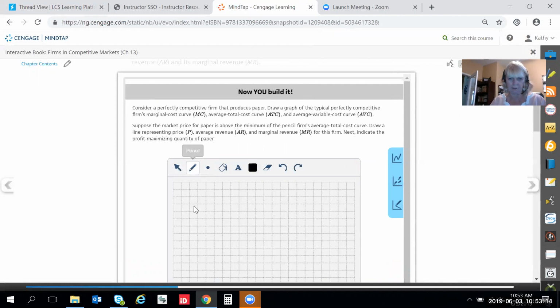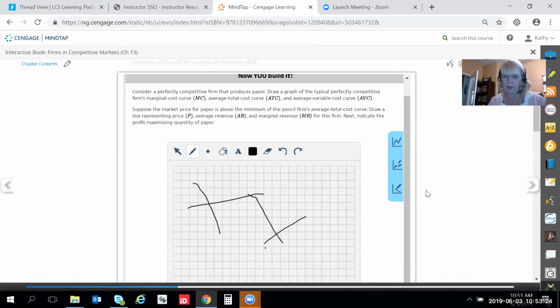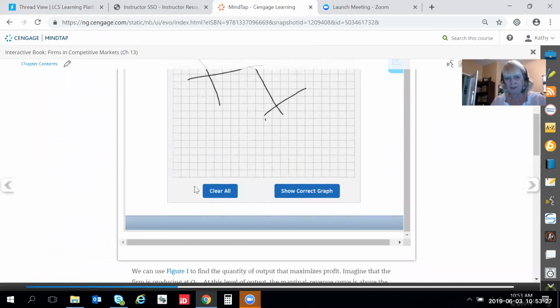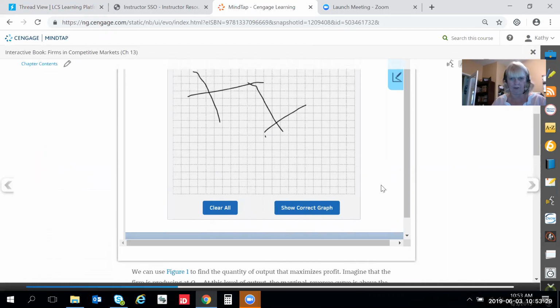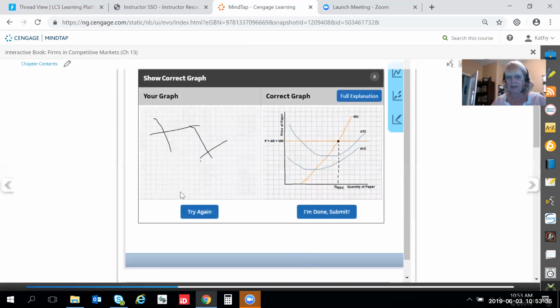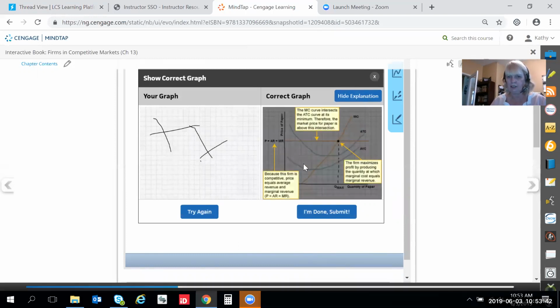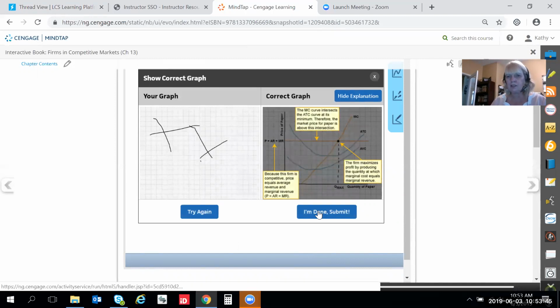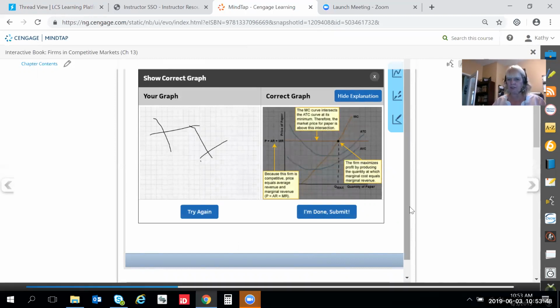Now, I'm not going to take the time to draw this. I'm just going to draw some lines here so that we can do something. None of this is correct in any way. But I want to show you what happens then when you're finished. Because you've got this sort of graph, not really a graph at all. But then you say, show the correct graph. And now you can see my mess over here side by side with the correct graph, and then click on the full explanation, and you can see why this graph is the way it is. So make sure that you're getting the most out of reading the graphs as you read the textbook.